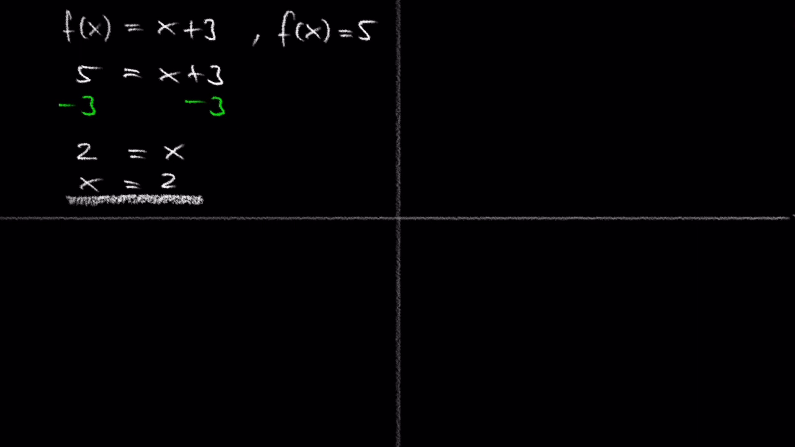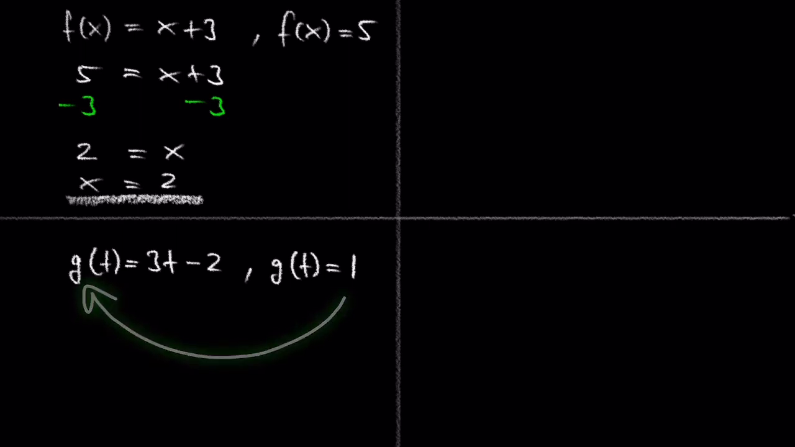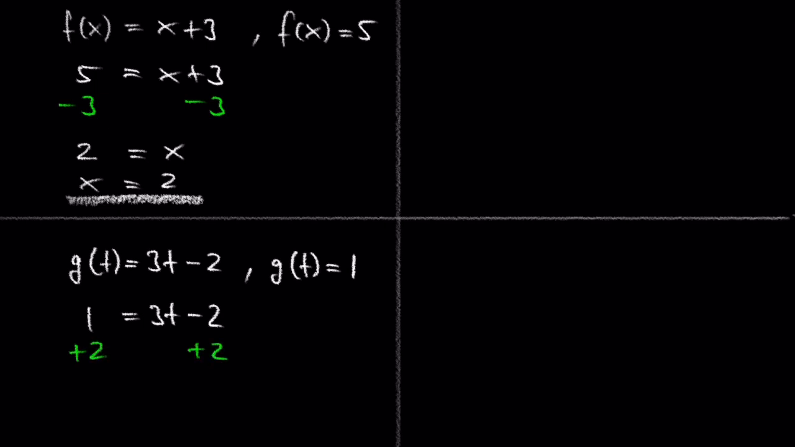Let's say the function g of t equals 3t minus 2 is given. Solve for g of t equals 1. Again, we just plug in 1 for g of t. So we get 1 equals 3t minus 2. After adding 2 to both sides, we get 3 equals 3t.